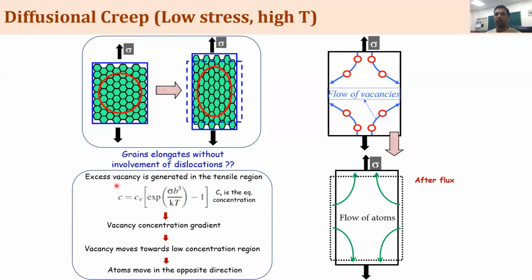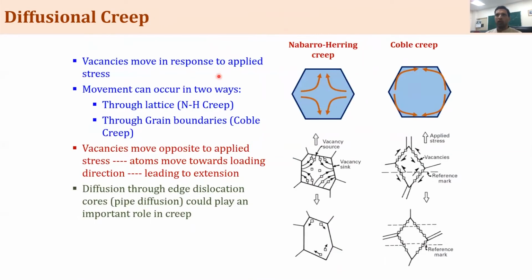So what is happening? Like we said, excess vacancy is generated in the tensile region, and this is the vacancy concentration equation. Since there is a vacancy concentration gradient, higher here, lower over here, vacancies start moving in this direction, and the atoms move in the opposite direction, leading to the change in the dimensions. So vacancies move in response to the applied stress, as we saw earlier.